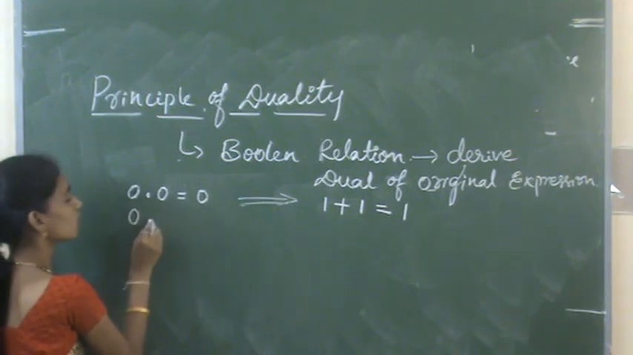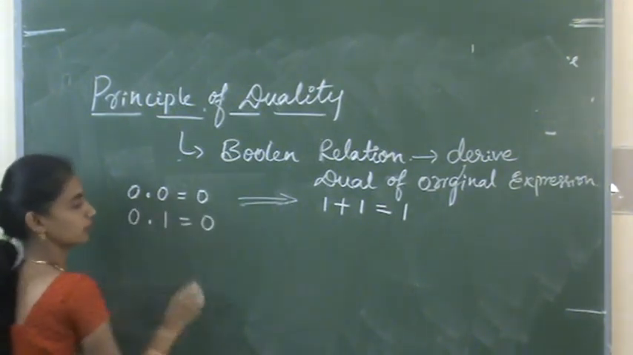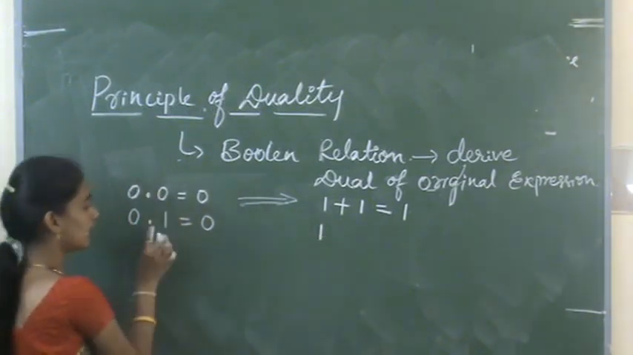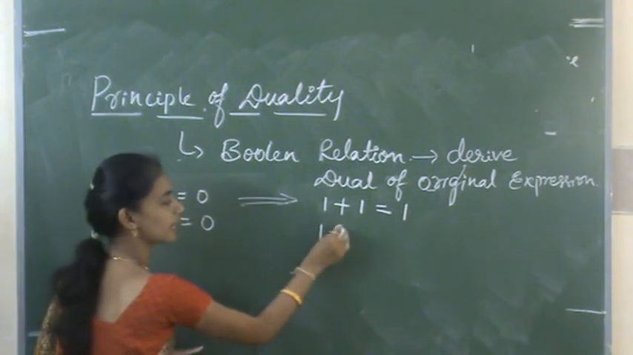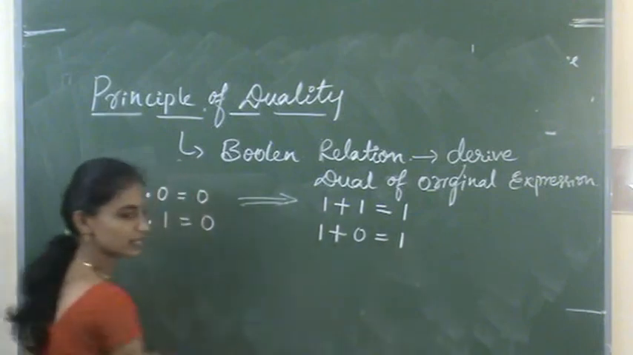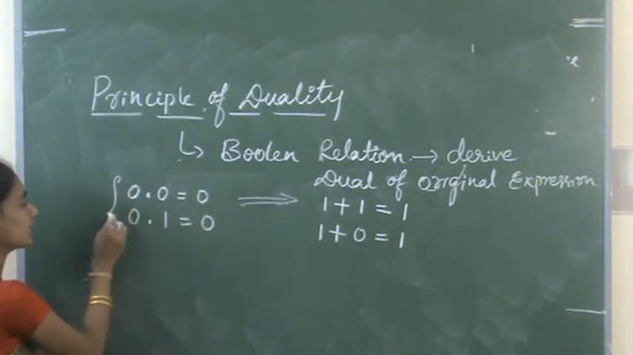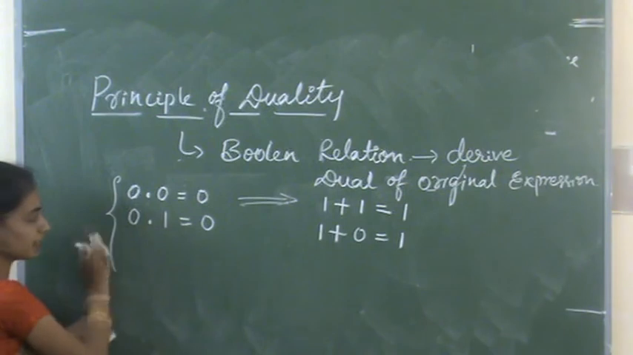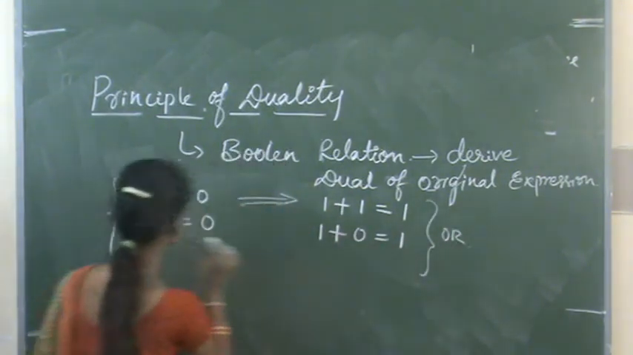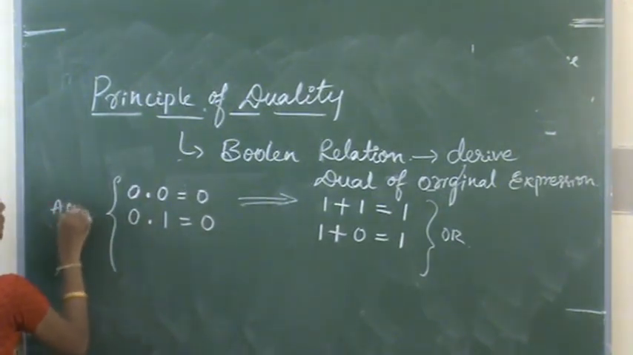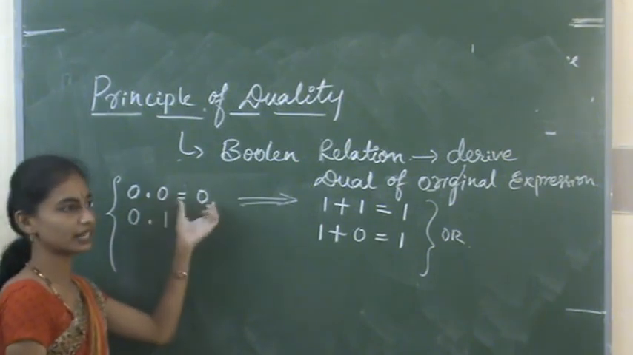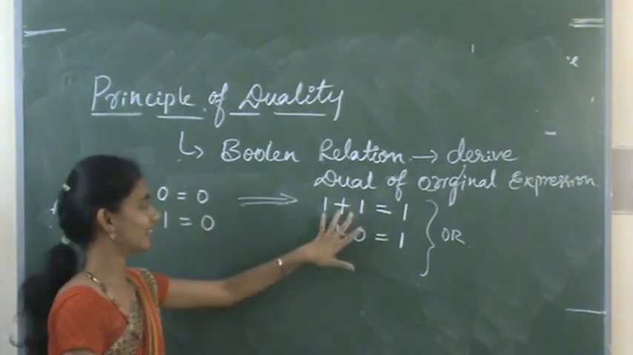Suppose we have 0 and 1 is equal to 0. So what we have to do is, 0 is replaced by 1, and the AND operator is replaced by the OR operator. 1 is replaced by 0 and 0 is replaced by 1. So if we take an AND truth table, we will get the OR truth table. So this is how we change the Boolean relationship into a dual relationship.